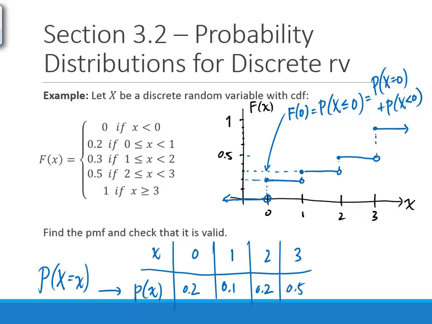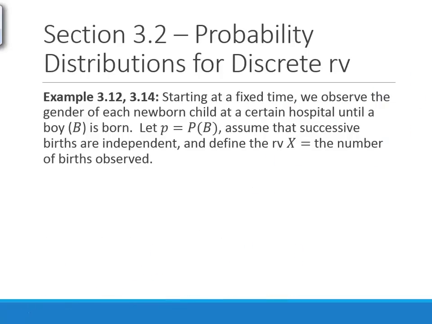Okay, let's do a slightly more advanced example. Up until now, we've been looking at discrete random variables that have a finite list of outcomes. We can now talk about one that has a countably infinite number of outcomes, so we still have a discrete random variable here. Starting at a fixed time, we're going to make some assumptions. We observe the gender of each newborn child at a particular hospital until... Yes, sir?